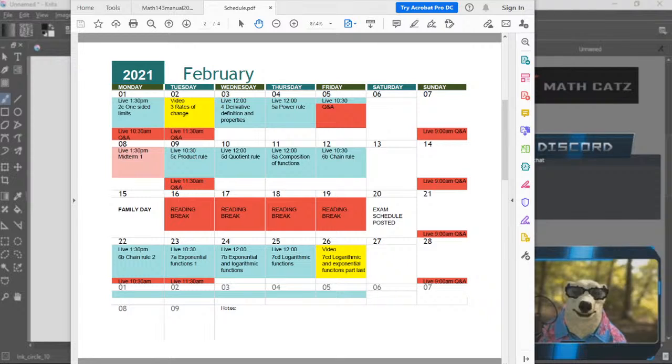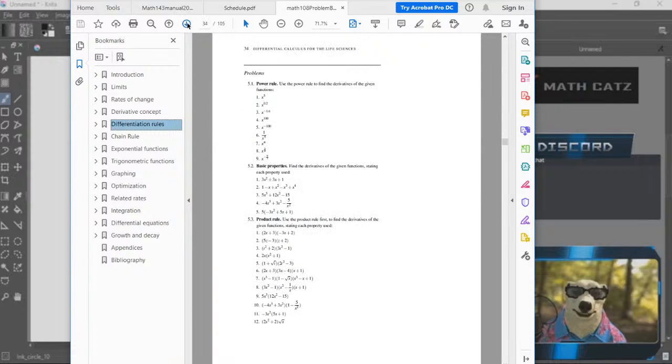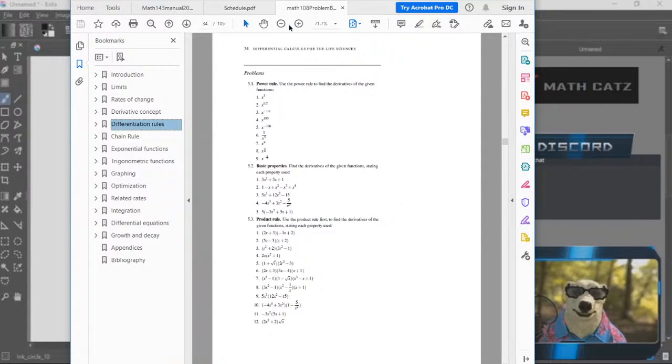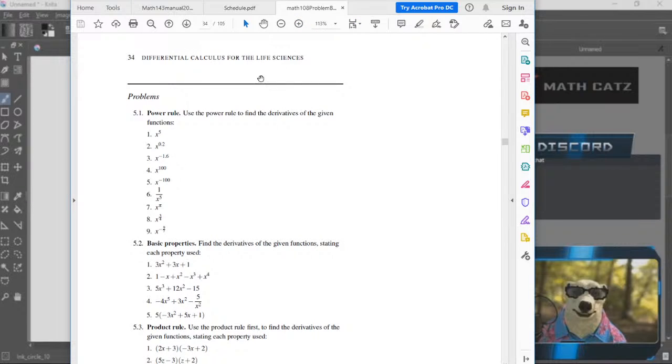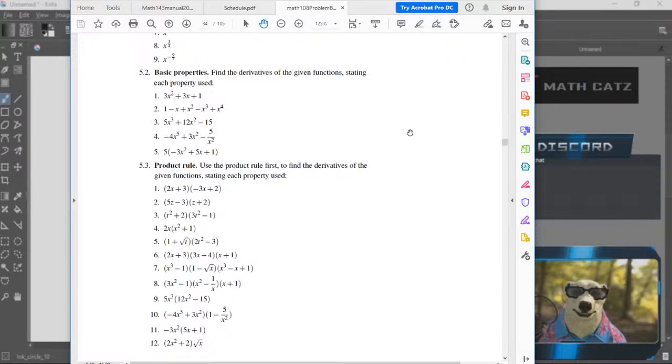Oh, problem book. Good. Always remind me about the problem book. Yes, I will always forget. Let's just open it up and see. Where are we now? Differentiation rules. Okay, so technically, let me zoom in on this and make it bigger. So 5.1 should have already been done.